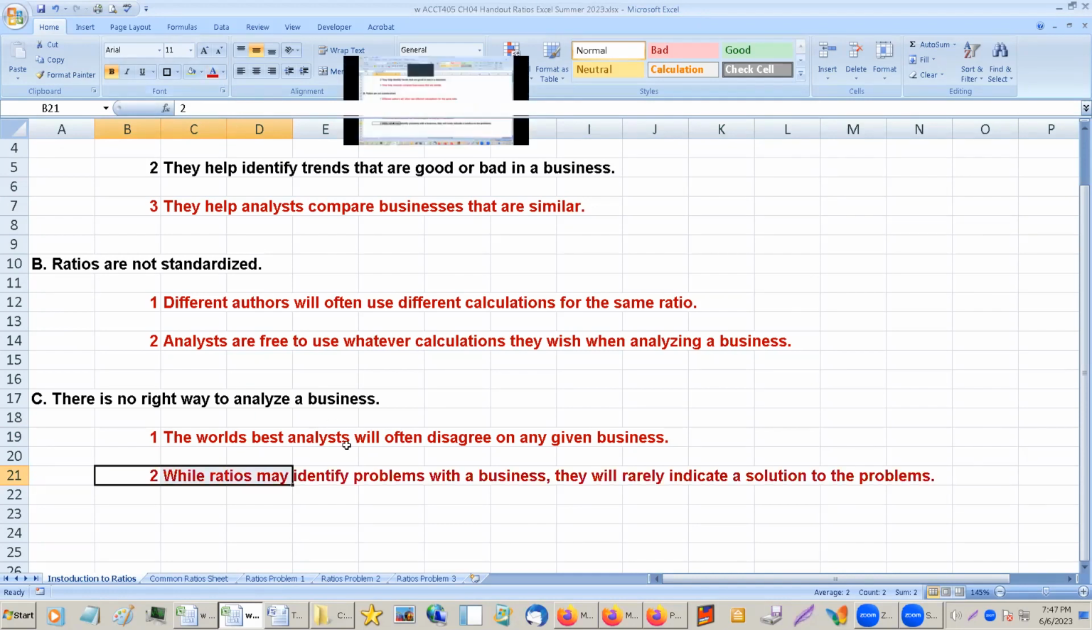And another thing about ratios, a limitation of them is, while a lot of times they can identify problems, they rarely indicate the solution. So you might say, okay, well, their sales are going down, that's bad. Okay, well, what's the solution? What do they need to do? You don't get that from the ratios usually. The ratios aren't gonna tell you what to do. So while they identify problems, okay, sales are dropping, they don't necessarily tell you what to do going forward. So there are limitations to it.